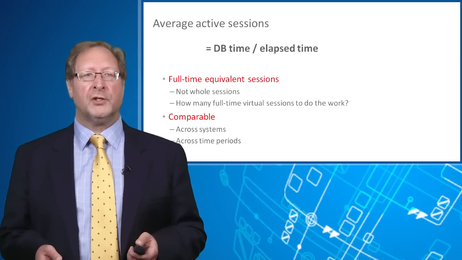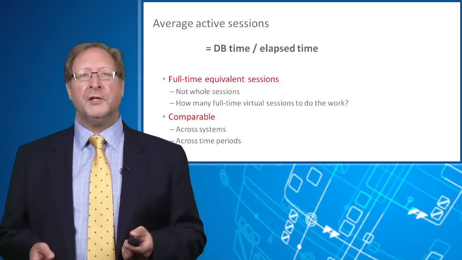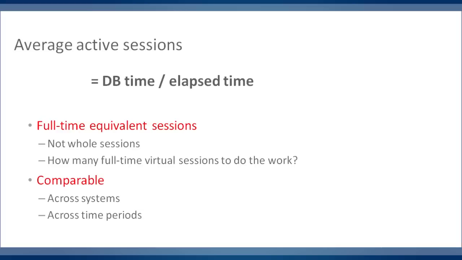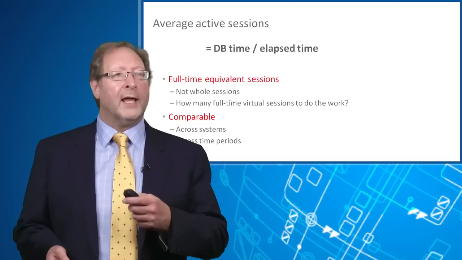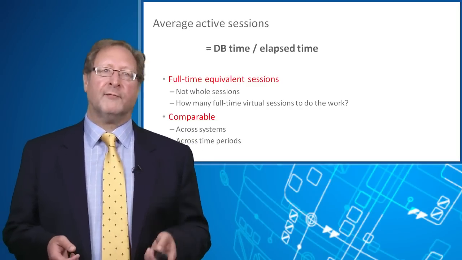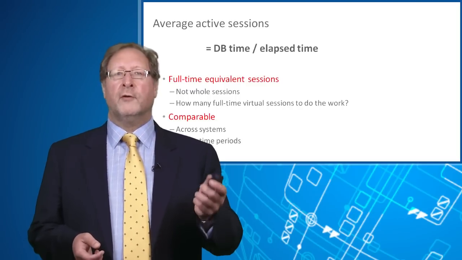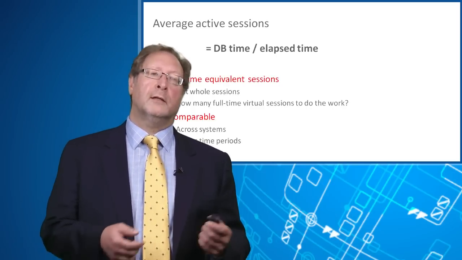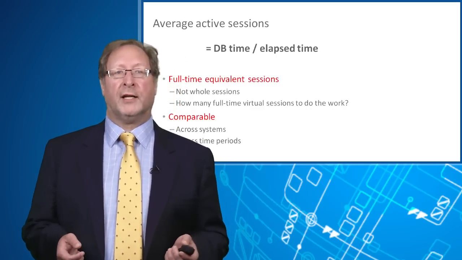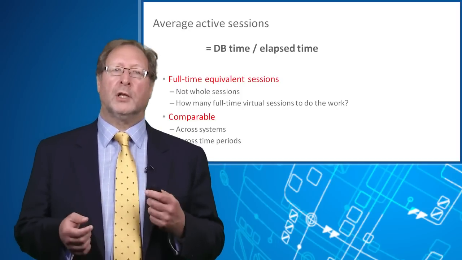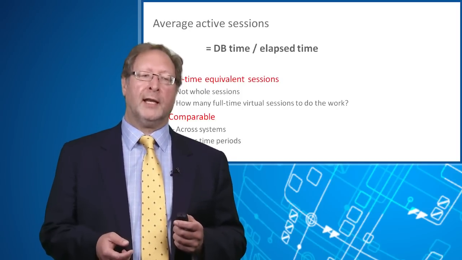And average active sessions has one additional benefit in that we can compare it across systems. So if a database has an average active sessions value of 50, then it's doing more work than one with average active sessions of 30. So you can think of this as being the load on the database at any point in time.